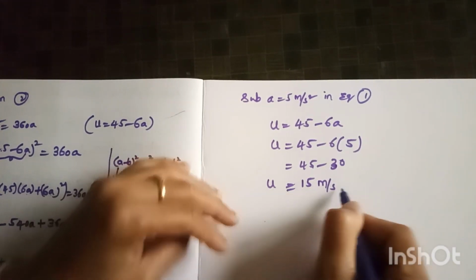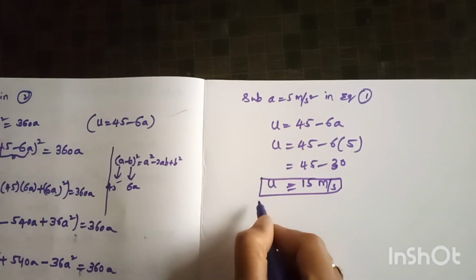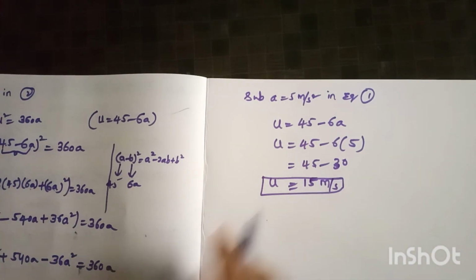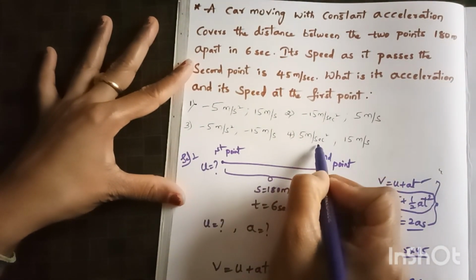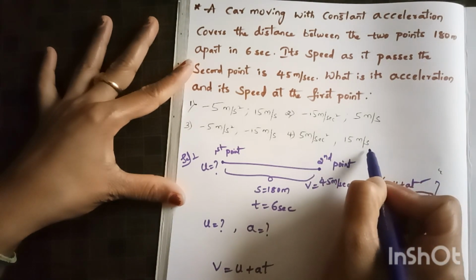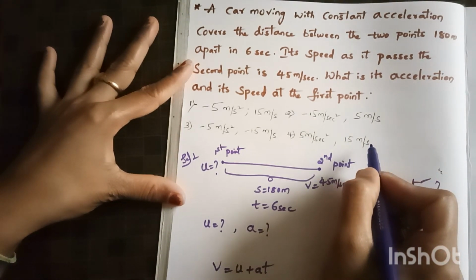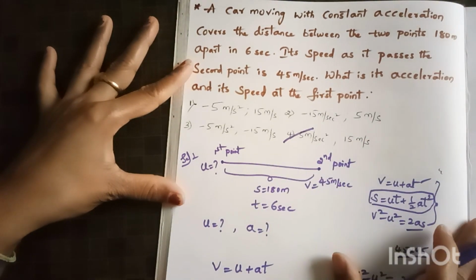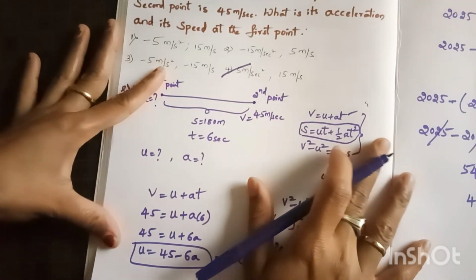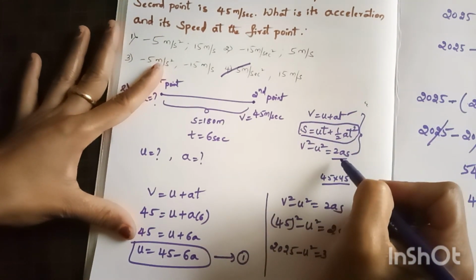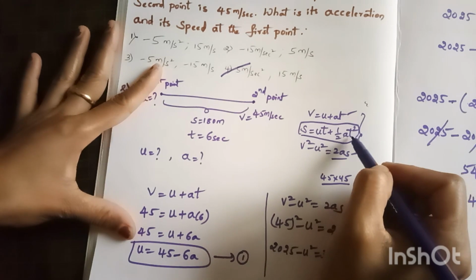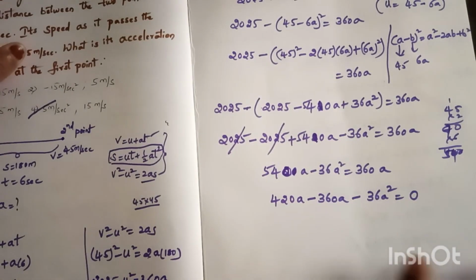So the unit for speed is meter per second. At the first point the speed is 15 meter per second and the acceleration is 5 meter per second square. So the answer is option 4. This is one of the problems based on kinematic equations. I used the first and third equation. You can also use the second equation to solve this problem. If you have any doubts, please comment in the comment box.